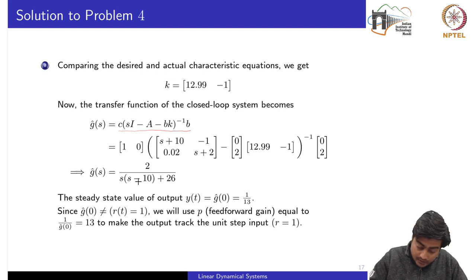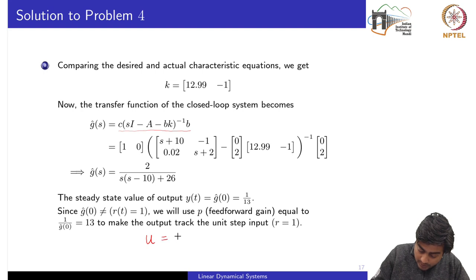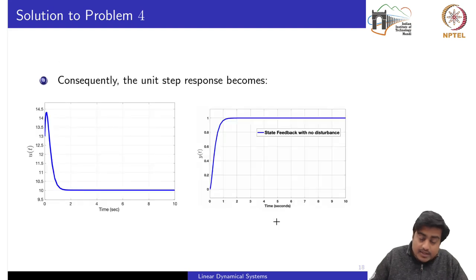K we have computed. So we see that the closed loop system is given by this. The steady state value of the output y is given by 1 by 13. So even if you are supplying the reference signal r equal to 1, the output won't be able to track it with only this state feedback controller. We need to provide a feed forward gain. So the control law would change to u equals P r minus k times x, where k we have computed, which ensures the stability, and now we want to compute the P such that y becomes equal to r. Since we know the DC value, we take P as the inverse of this value, which is 13, to make the output track the unit step input r equal to 1. This we can see in simulations also.